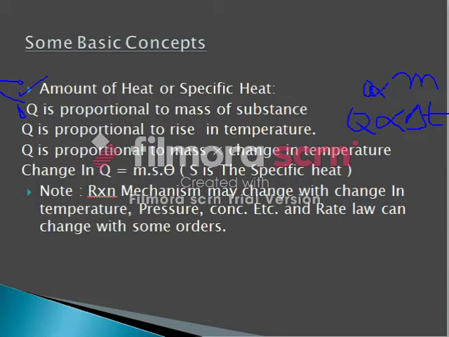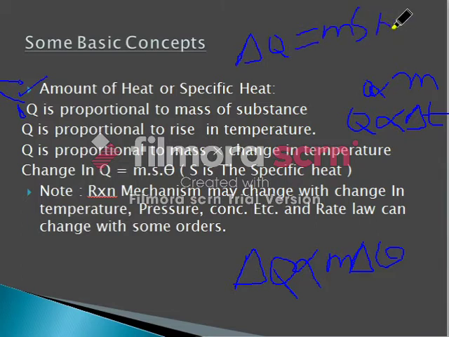So from this we can say that Q is proportional to m delta theta. Delta Q is proportional to m delta theta, and if we want to equate it, then delta Q should be equal to m s delta T, or delta theta. Here s is called the specific heat constant.